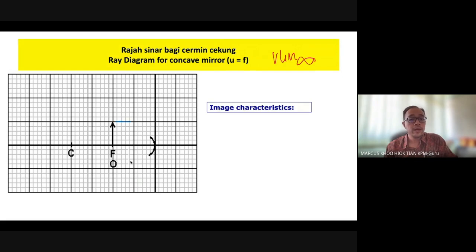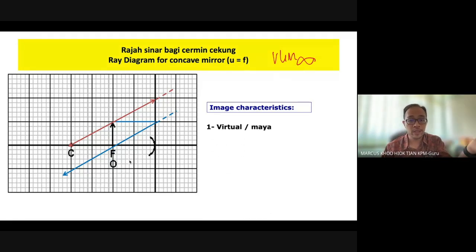Let's go. First one, same thing: parallel to F. This one, no choice. Now, for the second one, we have to follow rule number 3, because we cannot go through F, since we are on F. How can you go through F if you are on F? Cannot. So we have to use rule number 3, which is to draw towards the center. If you draw towards the center, you find that it's parallel, and it will forever be parallel. Even if you extend it some more, it will continue to be parallel. We already expect this because we learned it yesterday in convex lens.